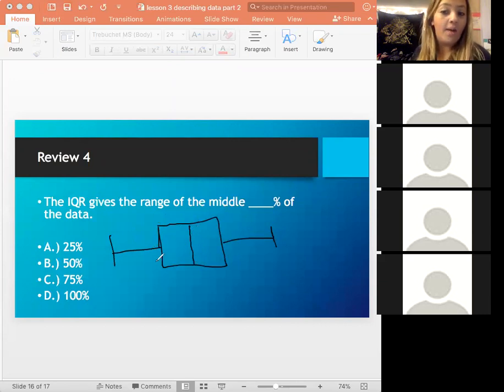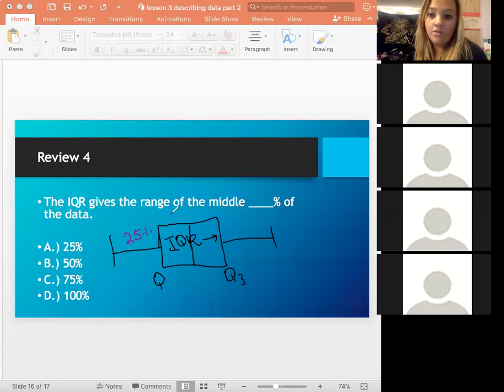So box plot. Remember the IQR, yes, correct. Okay, Q1 and Q3. So this is going to be our IQR, this middle part. Remember, every part of our box plot is 25%. So 25, 25, 25, 25, because together we're going to get 100.